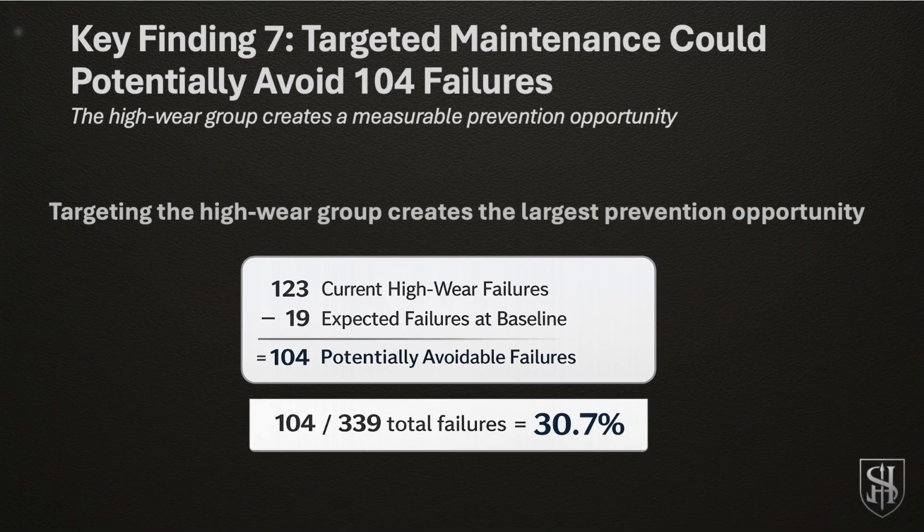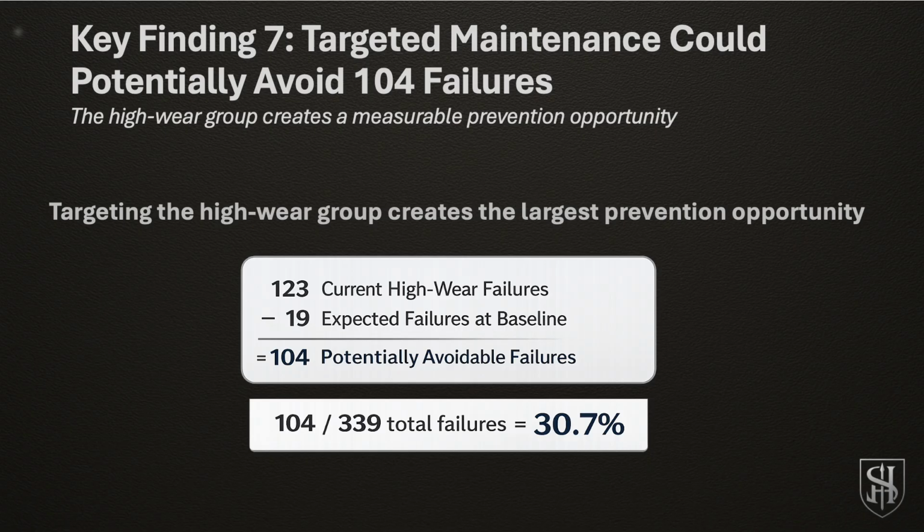The purpose of this calculation is to estimate the size of the prevention opportunity in the high wear group. Earlier in the analysis, the data showed that machines with tool wear of 200 minutes or greater had a much higher failure rate than machines below 200 minutes. The question here is, what might happen if the high wear group could be brought closer to the lower risk baseline? The high wear group had 123 recorded failures.